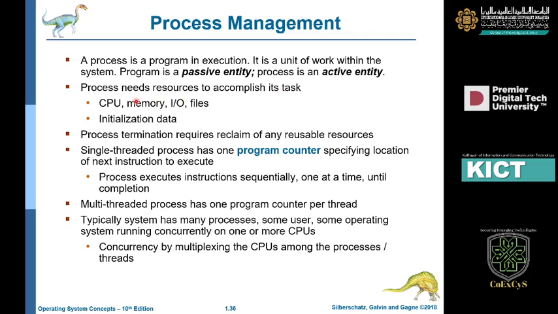The process itself needs resources to accomplish its task. It needs CPU, memory, IO, files, some initialized data. A program basically does not need all these kinds of things, because it's not running. A program is just a program. A process is basically an instance of that program.